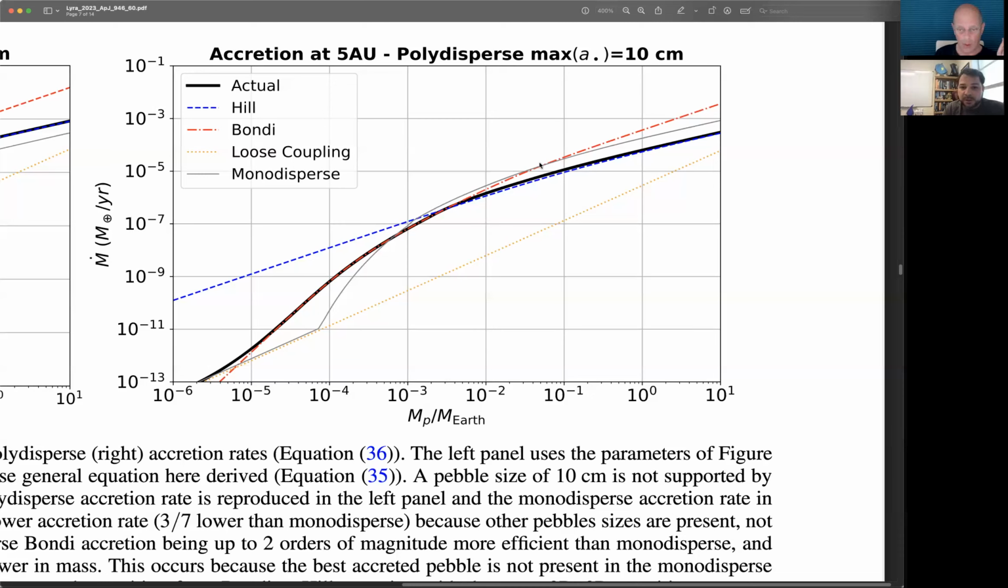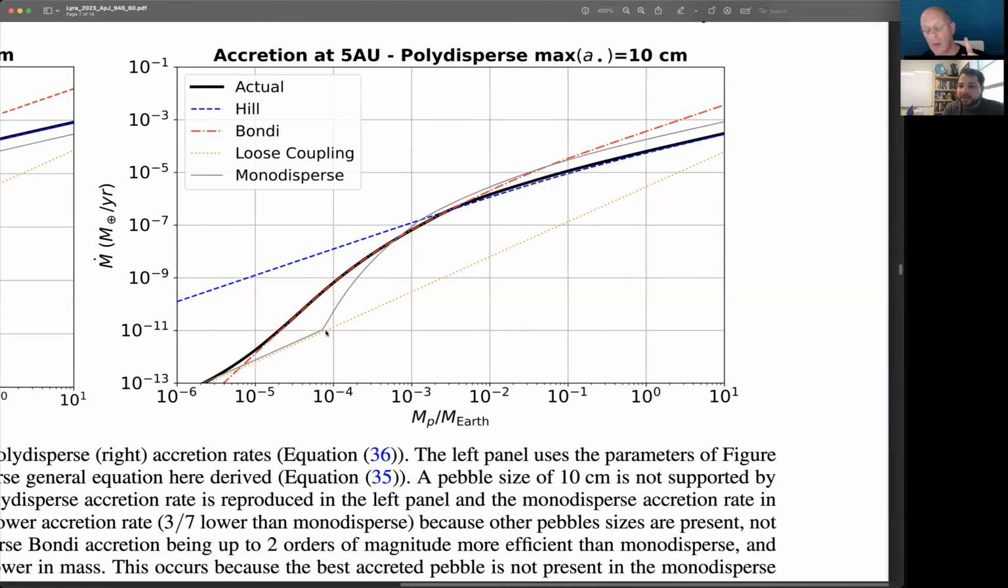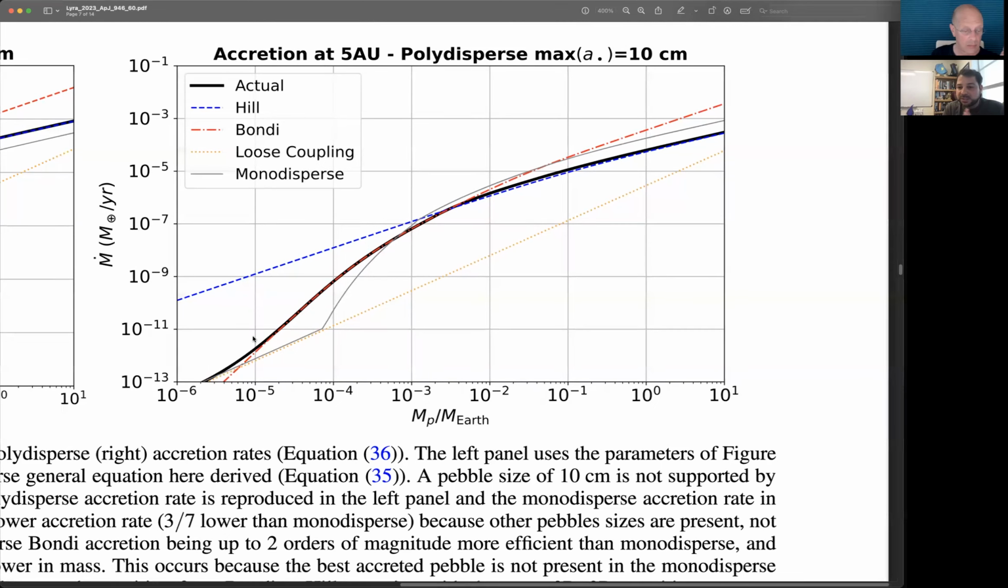If you follow the gray line onto the low masses, you see that the thin gray line meets the loose coupling at about 10 to the minus 4 Earth masses, right? But the thicker line actually continues in the Bondi regime up to lower masses, between 10 to the minus 6 and 10 to the minus 5. So it's this area, where you have much higher accretion rates for Bondi, that we focus on here.